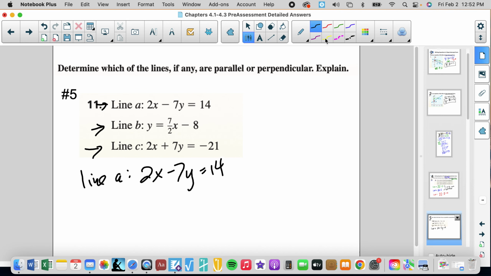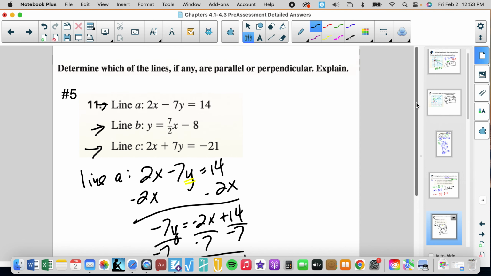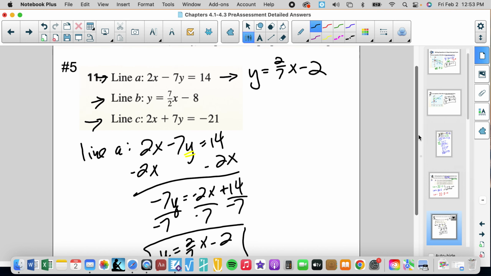We're going to solve for y. Isolate y, since that is slope-intercept form, so minus 2x: negative 7y equals negative 2x plus 14. We're going to divide by negative 7. We get y equals 2/7 x minus 2. So line A is y equals 2/7 x minus 2.